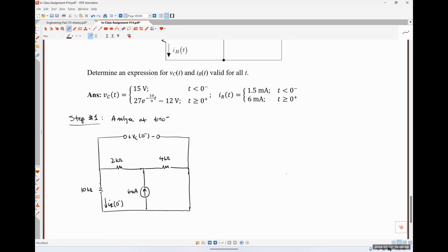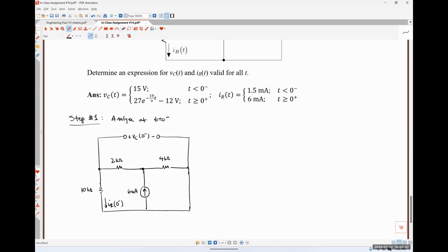Okay. So we are looking for IR at 0 minus and VC at 0 minus. Anyone have any thoughts on how we might go about solving for either of those two quantities? Do a current division for IR and then just do IR times 10 kilo ohm.